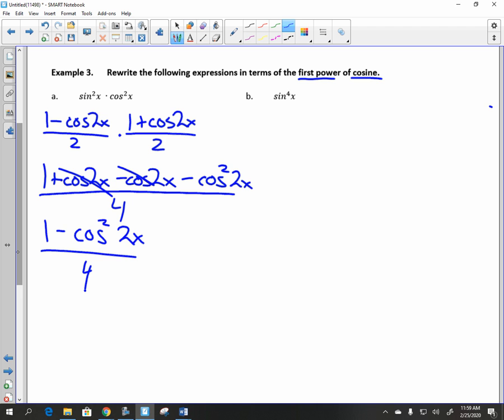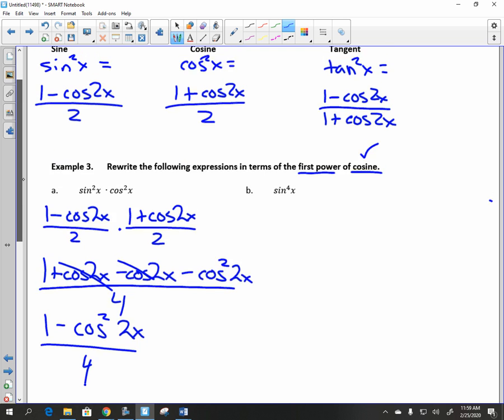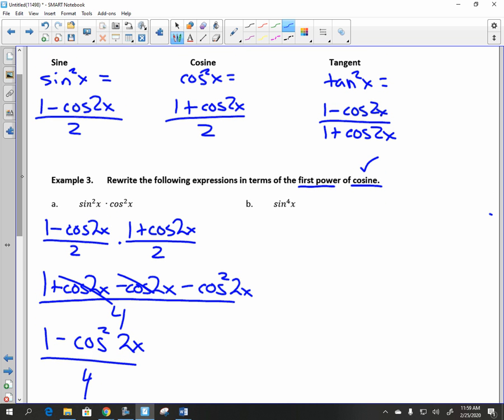The directions are rewrite the following expressions in terms of first power cosine. Did we get it in terms of cosine? Yes, awesome. This part is taken care of. Is it all to the first power? No, it's not. And we don't have a formula. You see, our formula says if you have cosine squared, it becomes 1 plus cosine 2x over 2. Here you got cosine squared of 2x. That's different, isn't it?